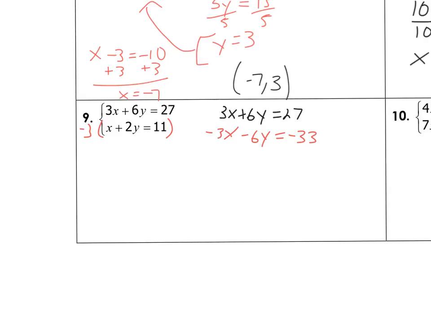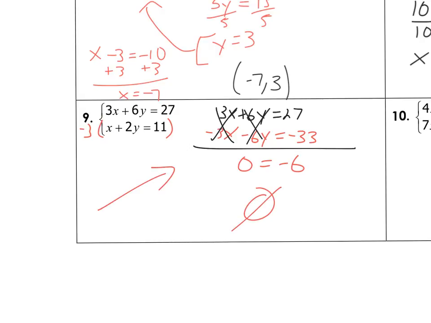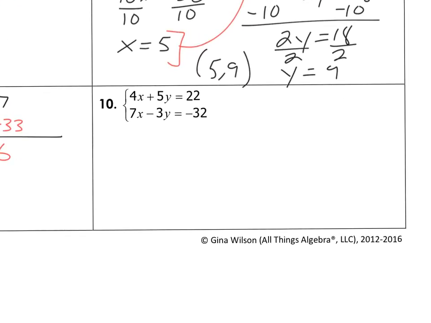So this one, both of our variables are going to cancel out, and we're going to be left with 0 equals negative 6. So does 0 actually equal negative 6? No. So that would mean that we'd have absolutely no solutions. That would mean that the two lines are going to be parallel. So number 10, it looks like we'll have to multiply the top and the bottom.